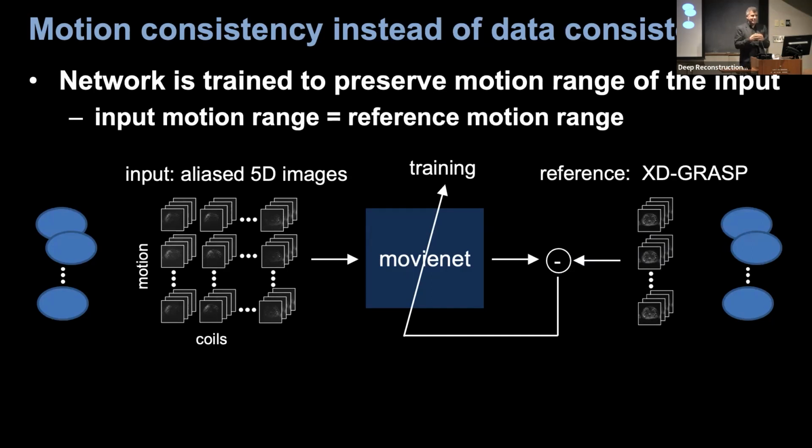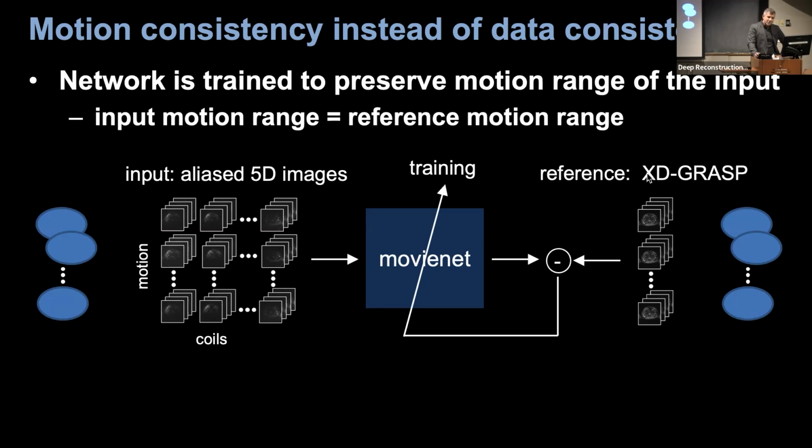All right, now let's discuss a little bit this idea of why we can actually remove data consistency from the problem. So I would like to introduce this idea of motion consistency instead of data consistency. The idea here is that this motion consistency can be applied in the image domain, so we don't need to go to k-space. When we train the network, the inputs are these aliased 5D images.